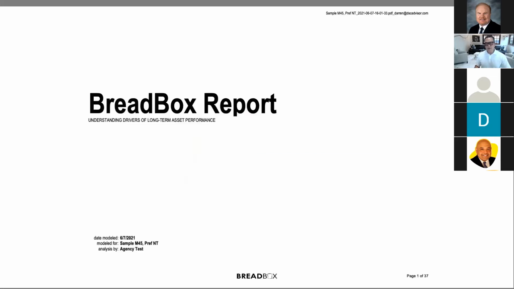So what the Breadbox report essentially does, and let me be very clear from a compliance standpoint here, is create a proxy for an IUL. This is not an IUL. This is not a carrier illustration. This is not a supplemental life insurance illustration. This is what we call a hypothetical synthetic asset. This is a make-believe, made-up, fictitious investment account that just so happens to behave somewhat similar to an IUL.